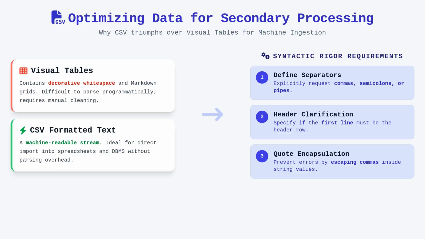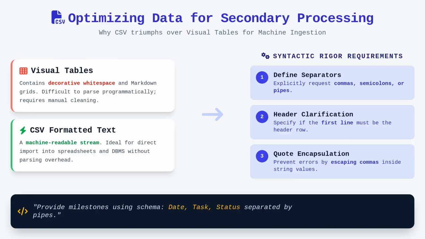You might instruct the model to provide a list of project milestones where every entry follows a precise schema of date, task, and status, separated by pipes or commas. This level of syntactic rigor allows you to programmatically ingest the model's response without having to manually clean or parse the input afterward.